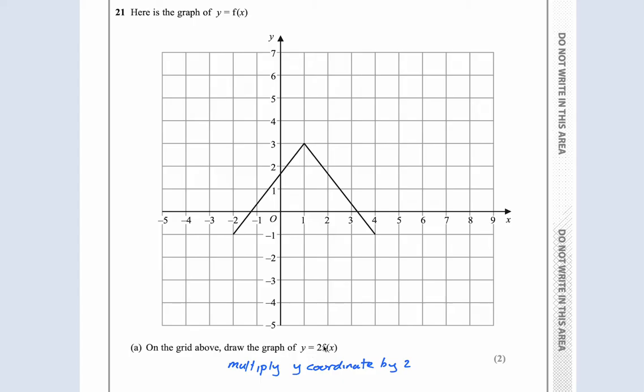It's a vertical stretch, scale factor 2. We multiply the y coordinates by 2. So this y coordinate is -1. So -1 times 2 is -2. This y coordinate, and I only have to pick the end points because it's a straight line. This is 3. What's 3 times 2? 6. And then this is also -1. -1 times 2 is -2.